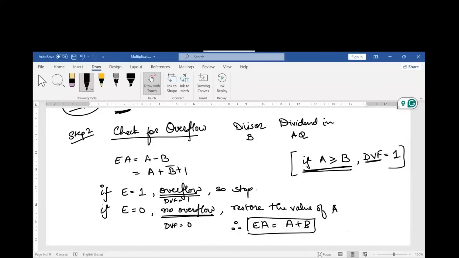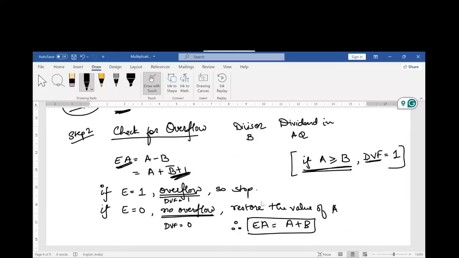By looking you will know whether there is an overflow or not. Okay, but here what you have to do is you have to show this through a procedure. How would you show it through procedure? Simply perform A minus B. How do we perform A minus B? A plus 2's complement of B. After doing this, whatever answer you get, store it in EA. If the value of E is 1, there is an overflow, so stop. And if the value of E is 0, there is no overflow.